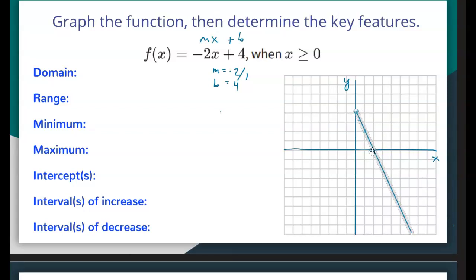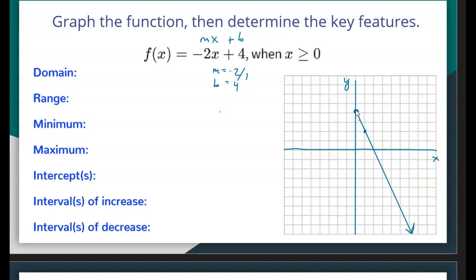Now, we could draw this line out further, but notice that it says x is greater than or equal to 0. So actually, that's not a valid domain where x is less than 0. So I'm going to undo what we just did there. This is our valid function, only where it's going down over here. It is going to go down forever, but it starts at this point here.